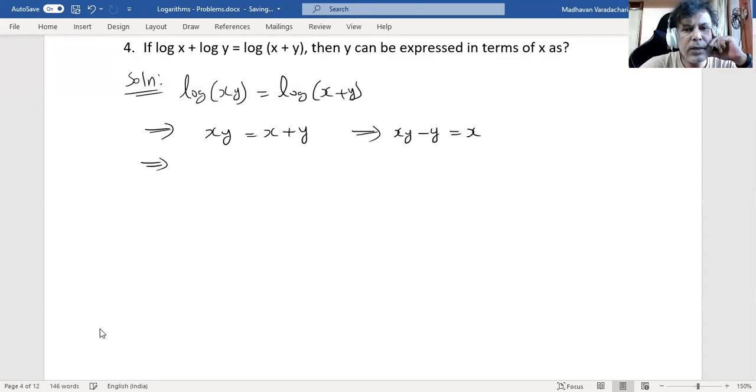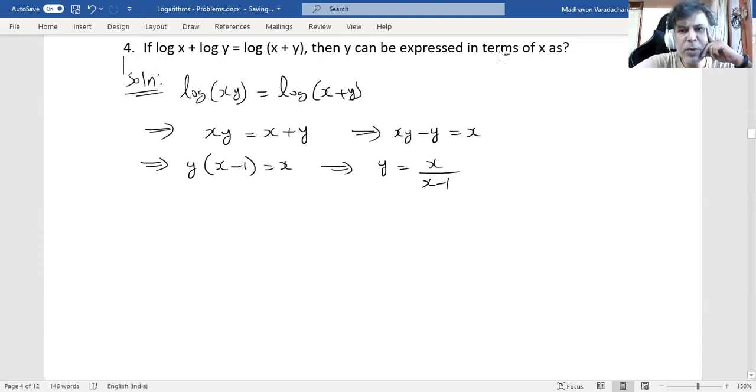Now, this y is common, so y times (x minus 1) equal to x. That means divide both sides by x minus 1, we get y equal to x by x minus 1. That is what is asked. y has to be expressed in terms of x, that we have done. So that's the solution for this.